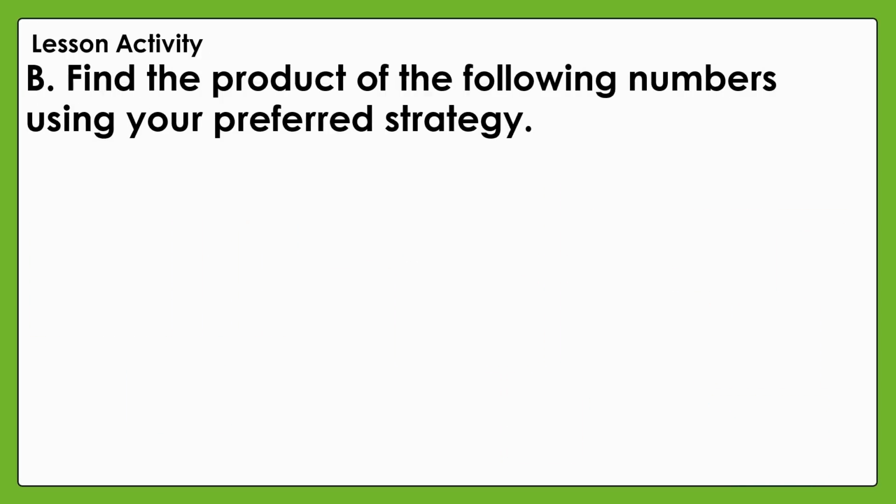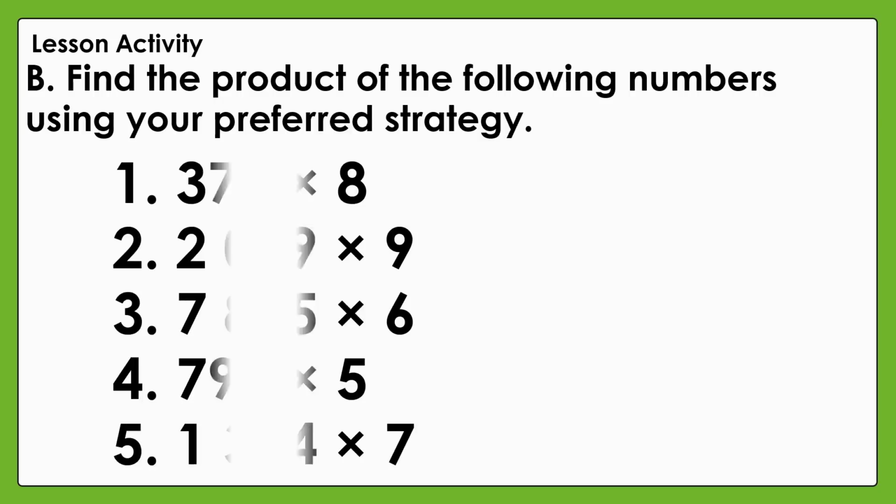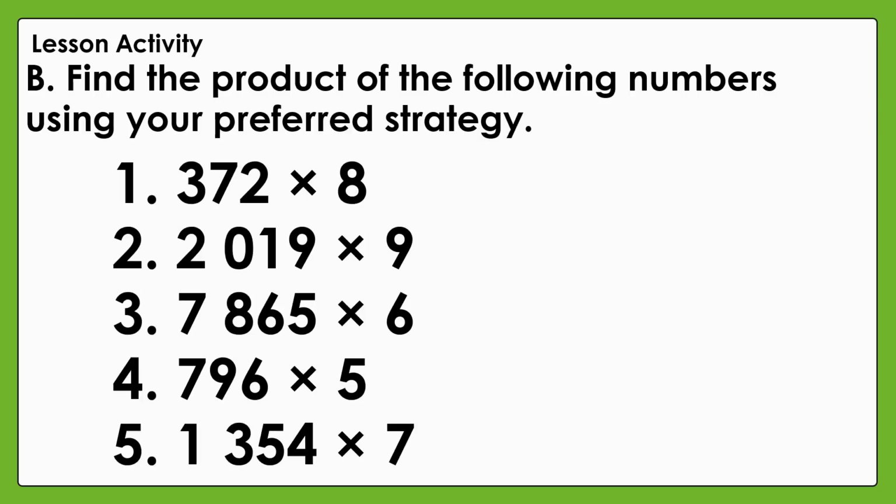B. Find the product of the following numbers using your preferred strategy. Number 1, 372 times 8. Number 2, 2019 times 9. Number 3, 7,865 times 6. Number 4, 796 times 5. And number 5, 1,354 times 7.